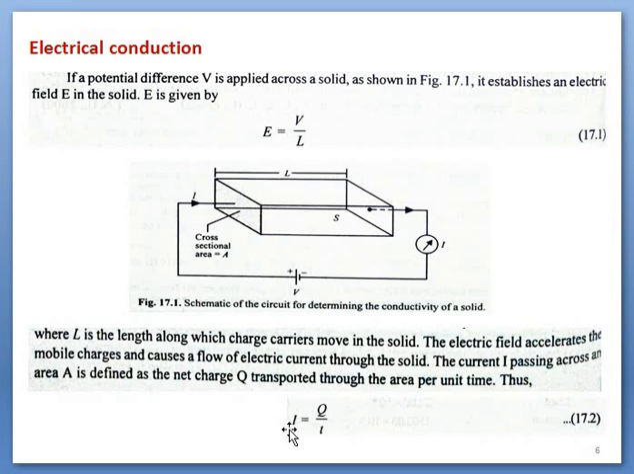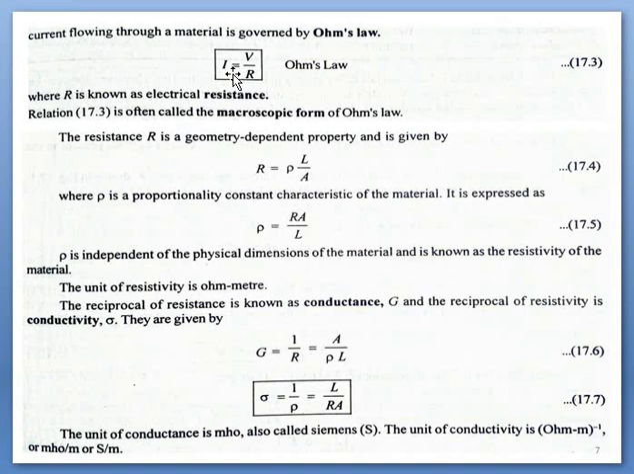So when potential is applied, an electric field is produced, and this causes the motion of electrons. As a result, current is obtained. According to Ohm's law, the current in terms of resistance and potential is expressed by this equation, where R represents the resistance, which is a macroscopic property. It depends on the geometric nature of the material.